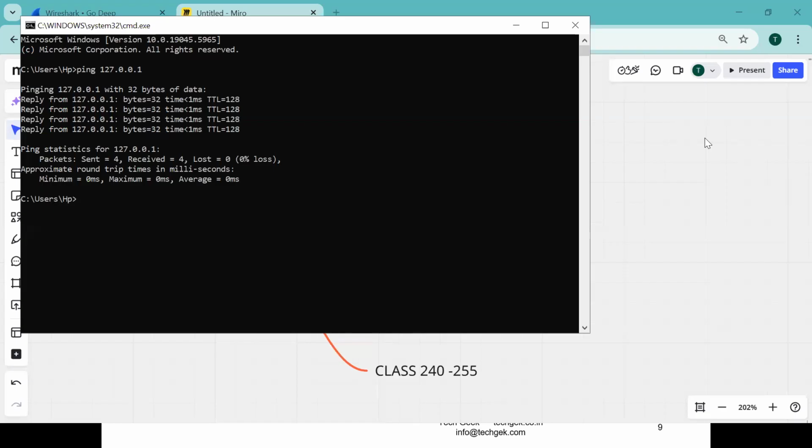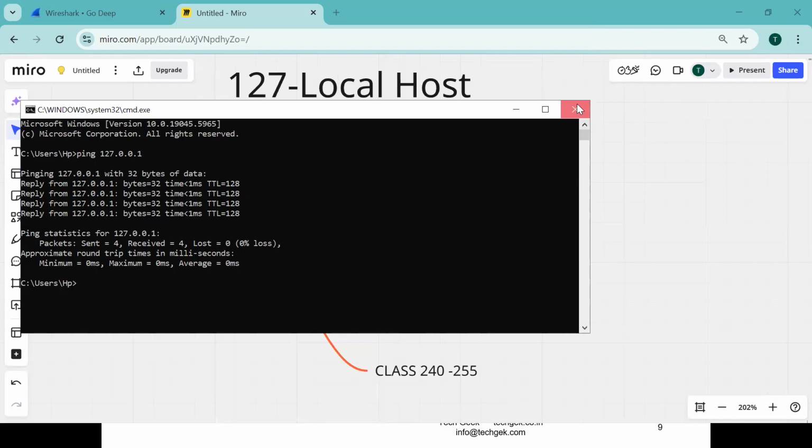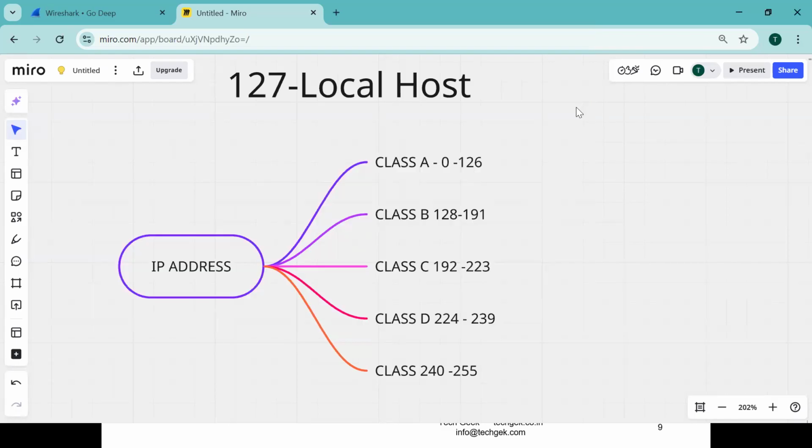It means that whenever you are creating an application, say a web application, before it goes live they might test it using localhost. And these are the classes, class A, class B, and class C, based on which the network can be done.